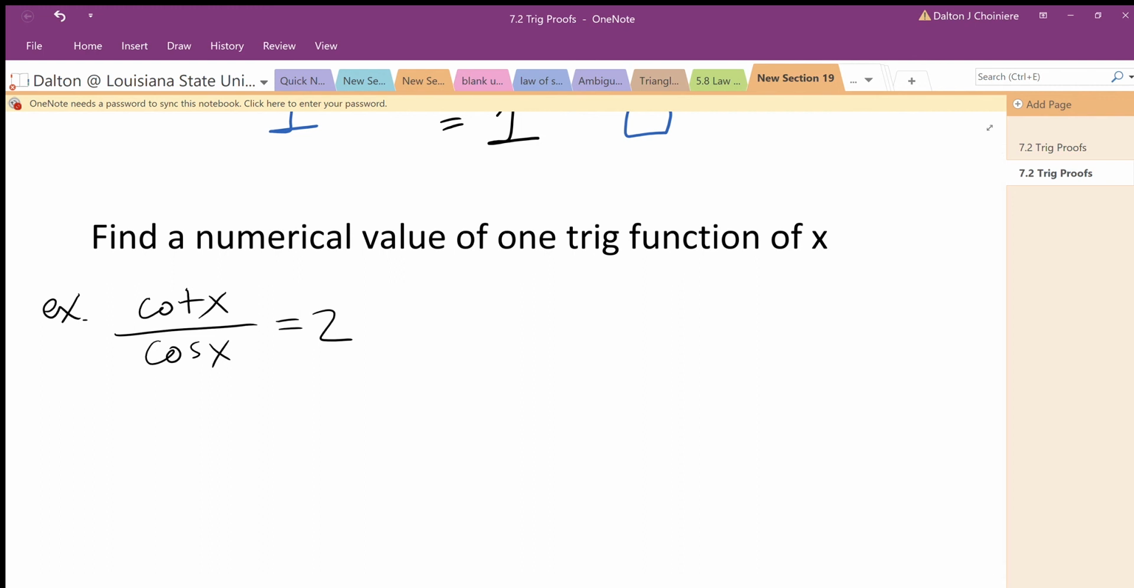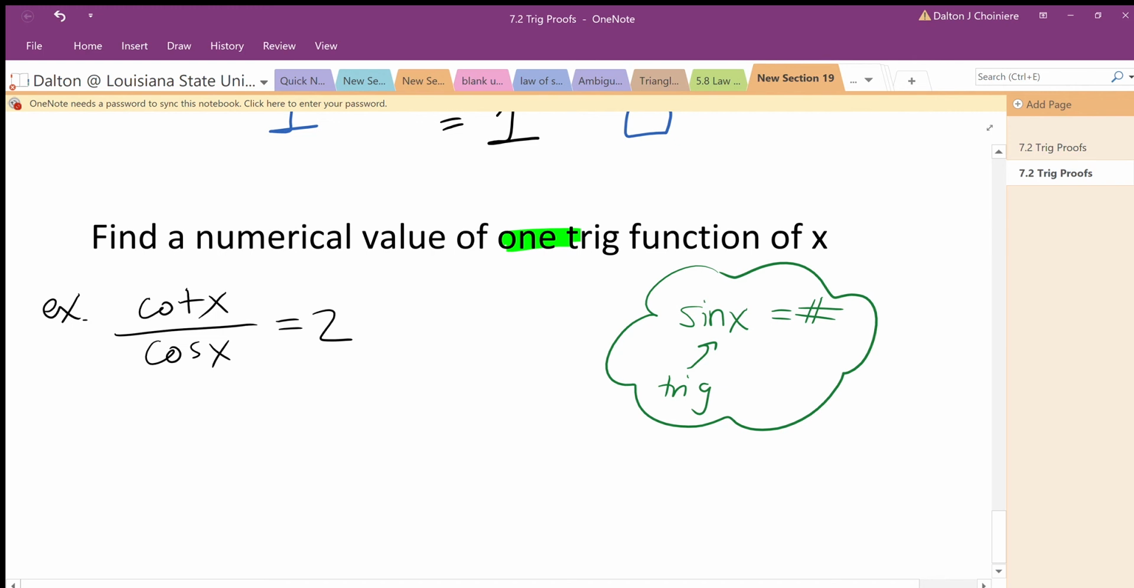So these instructions are different, okay? Notice that the key word here is 1. Find a numerical value of one trig function of x. Numerical value literally meaning a number. So all of your answers for these types of questions are going to be something like sine of x is equal to a number. And of course, this could be any trig function. It doesn't matter. It's not always going to be sine, obviously, as long as it is just 1. So this is what your answers will look like for these types of questions.